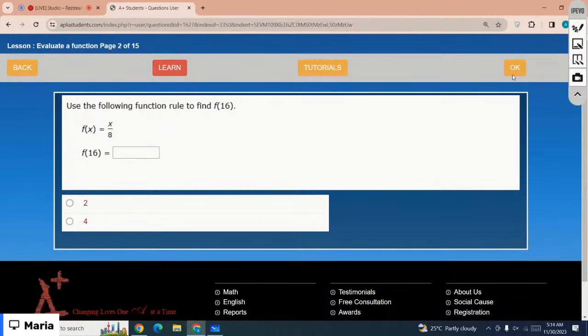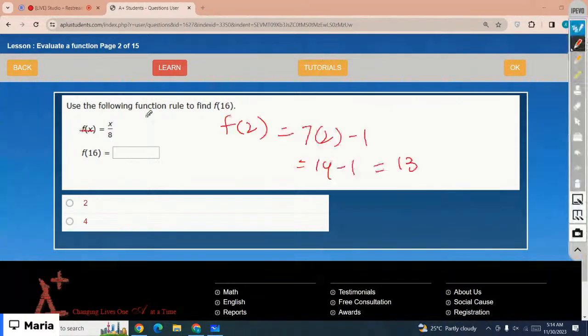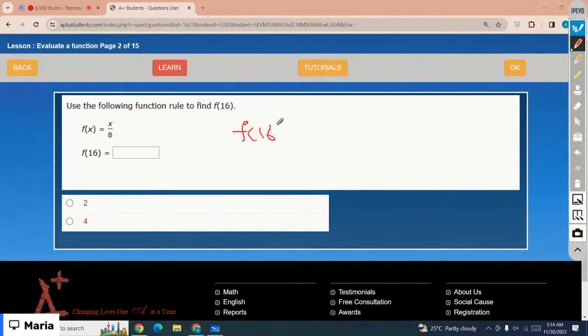Okay, use the following function rule to find f of 16. Now you have to replace the x with 16, right? So it would be f of 16 means you have to replace the x with 16. So that is f of 16 and that equals 16 over 8, right?